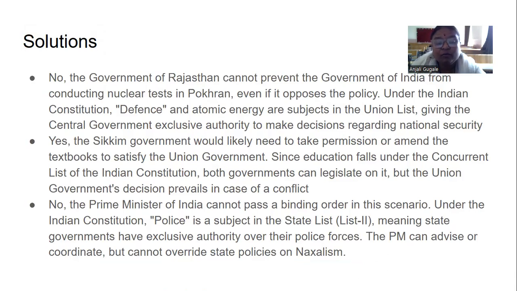The Sikkim government would likely need to take permission because it is a concurrent subject, dear children. Education is a concurrent subject. So the Sikkim government would likely need to take permission or amend the textbooks to satisfy the union government. Since education falls under the concurrent list of the Indian Constitution, both governments can legislate on it, but the union government's decision will prevail in case of a conflict.